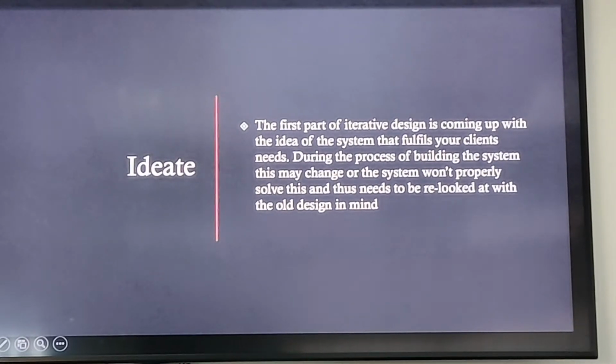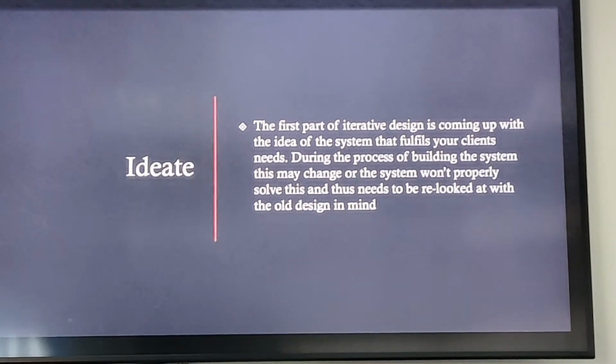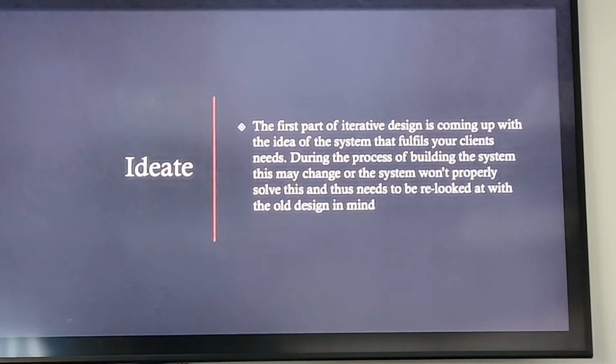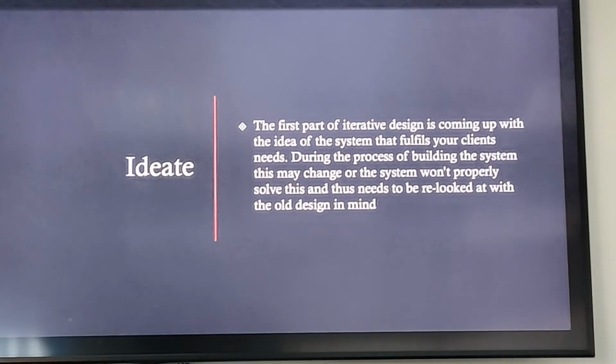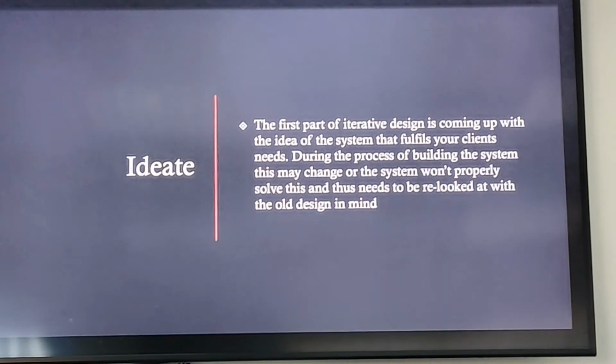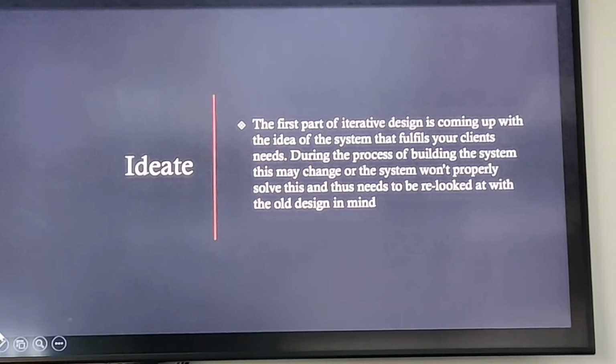When you're ideating, the first part of iterative design is coming up with the idea of the system that fulfills your client's needs. During the process of building the system, this may change, or the system won't probably solve this, and thus needs to be relooked at with the old design in mind.